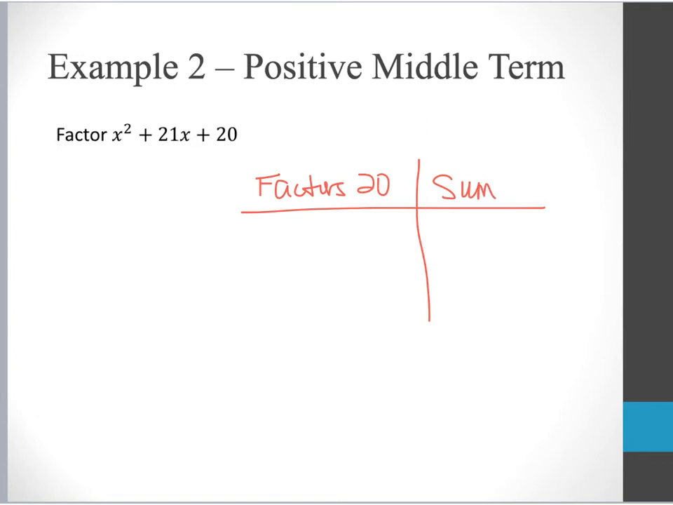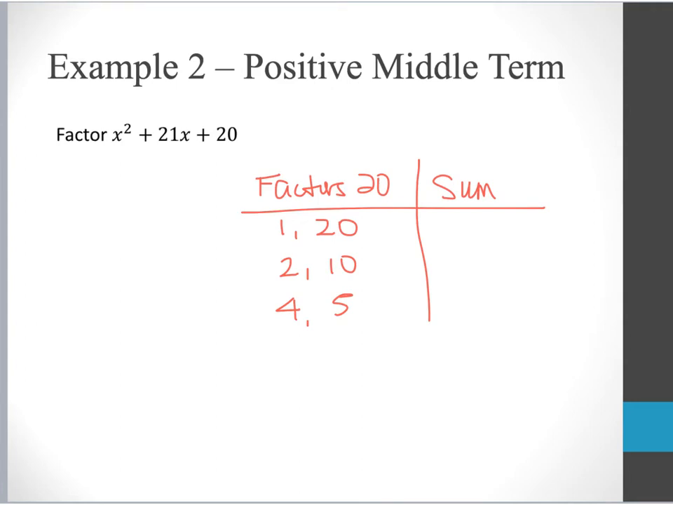So factors of 20, I personally like to start at 1 and work my way up. I know I'm going to have 1 and 20, 2 and 10, 3 won't go into 20, but 4 and 5 will. 6 won't, 7 won't, 8 won't, 9 won't, and then I get back up to 10, and I'm just reversing the 2 and the 10 here, so I'm not going to repeat those. So these are the factors that I have for 20.